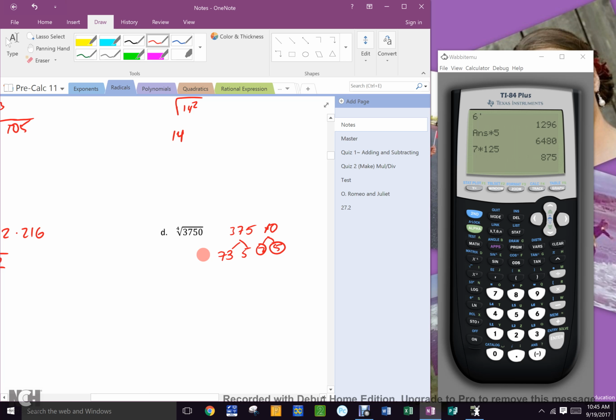So am I done? No, of course I'm not done because it's not 73. 375 divided by 5 is 75. So then I break that down again to 3 and 25. Then I break that down to 5 and 5. So I've got the fourth root of 5 to the fourth times 2 times 3. Out comes the 5, fourth root 6.